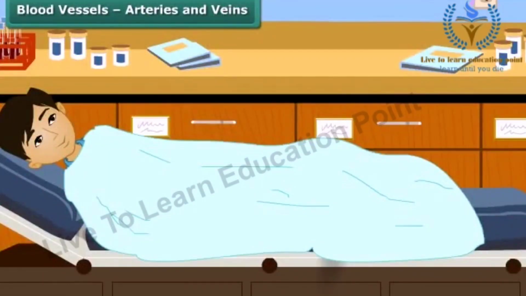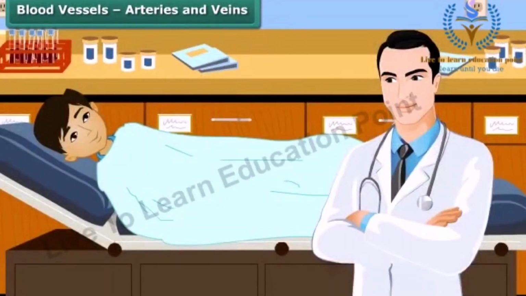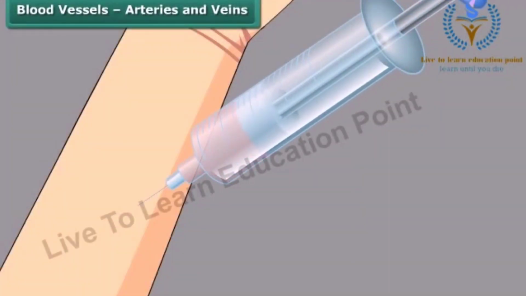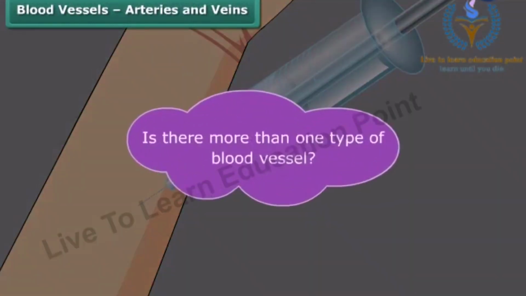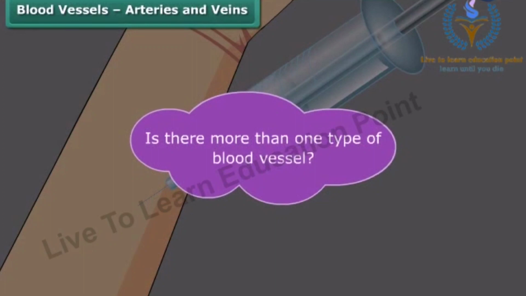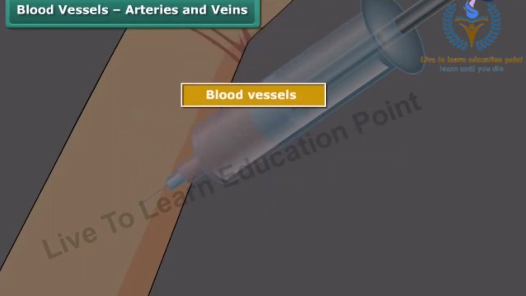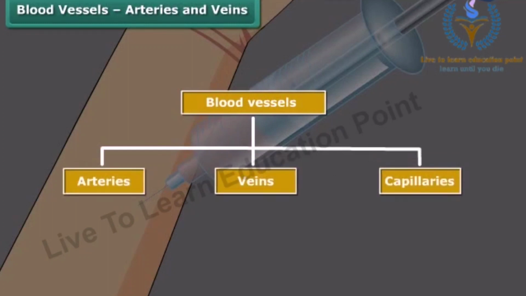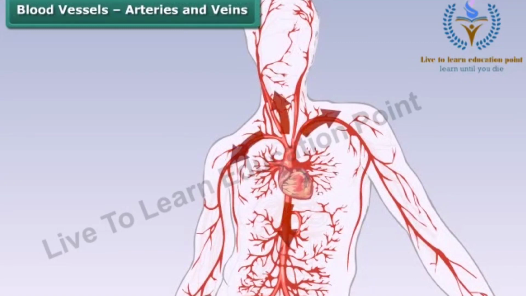Once when Rahul was unwell, his doctor recommended a blood test. The technician collecting blood samples first checks for a particular kind of blood vessel to prick and collect the blood. Is there more than one type of blood vessel? Yes. There are three types of blood vessels in our body: arteries, veins, and capillaries. Arteries are blood vessels with thick walls. They carry oxygenated blood from the heart to all the other parts of the body.